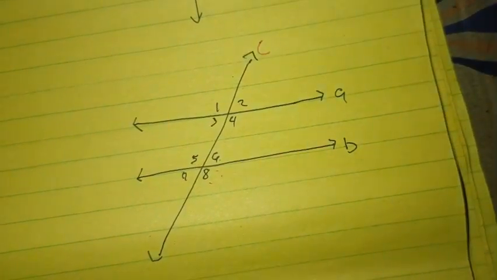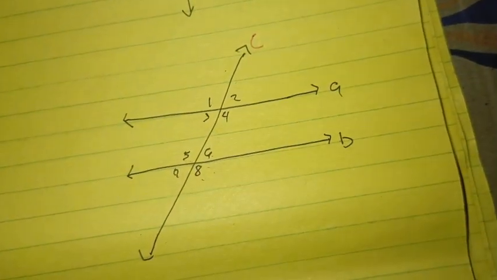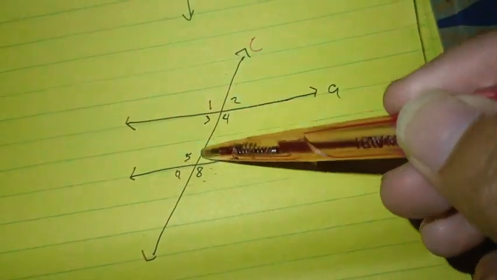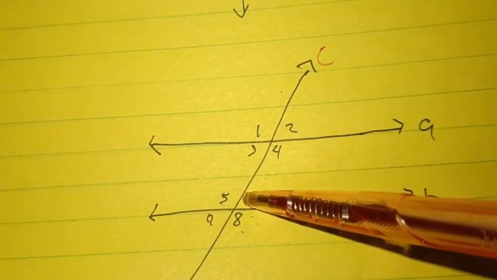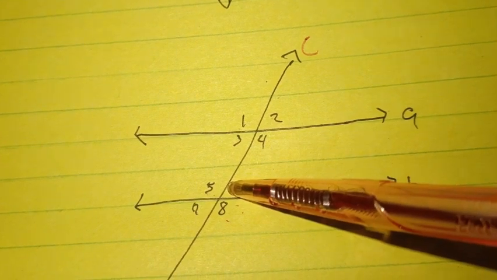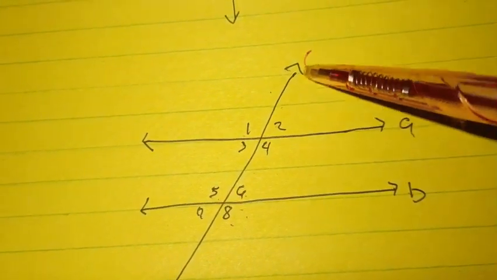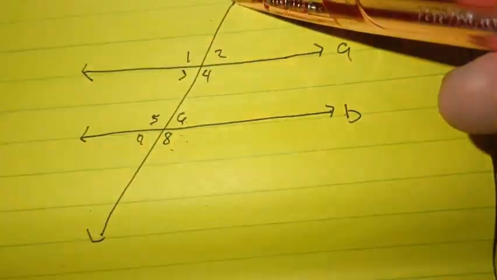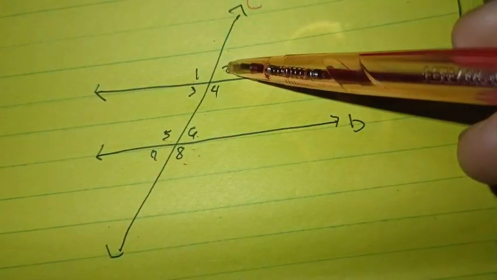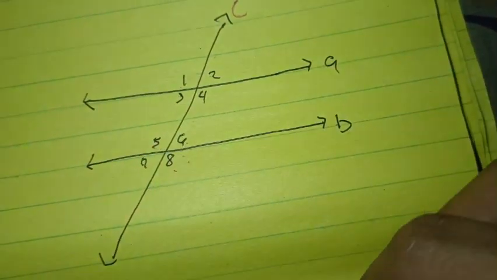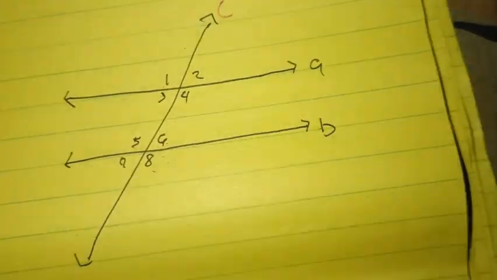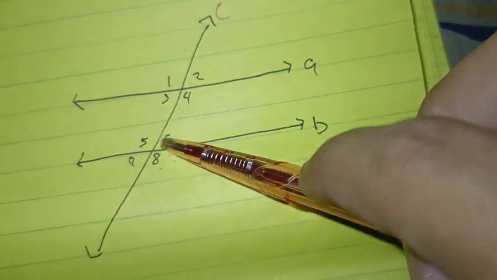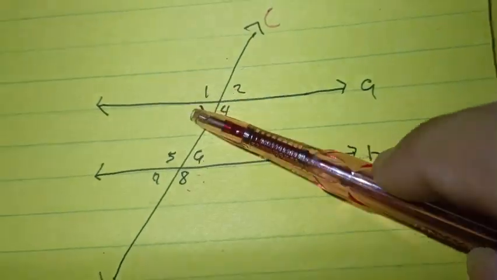So next is the corresponding angles postulate, like 2 and 6 in the past conversation we had. If two parallel lines are cut by a transversal, then the corresponding angles are congruent. Now, next is the alternate interior angles theorem. Alternate, and interior, they are alternate.